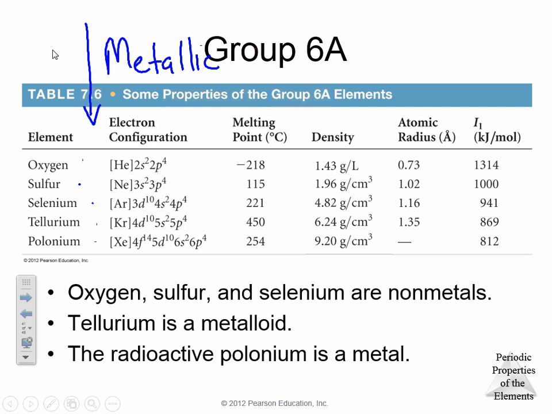Now, one thing about that is oxygen, sulfur, and selenium are typically referred to as nonmetals. These are nonmetals, but as you can see, as you go down the table, you're increasing the metallic properties of that element. Tellurium is a metalloid. So we went from a nonmetal to a metalloid, and then you can guess polonium is a metal. So the important characteristic in group 6 is that you're increasing the metallic capabilities as you go down the periodic table. Oxygen, sulfur, and selenium are nonmetals. Tellurium is a metalloid, and then the radioactive polonium is a metal.